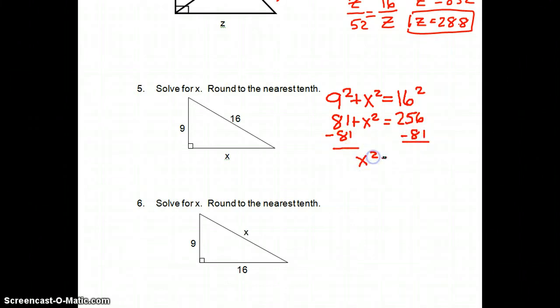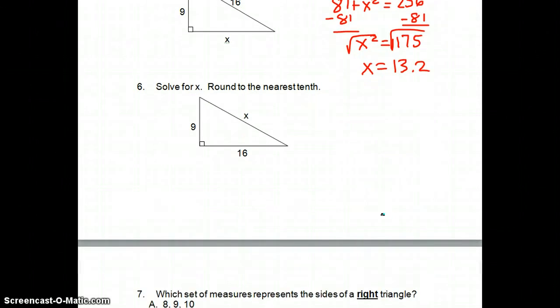X squared equals 175. Square root of that is 13.2. So x equals 13.2. Number 6, solve for x, round to the nearest tenth.